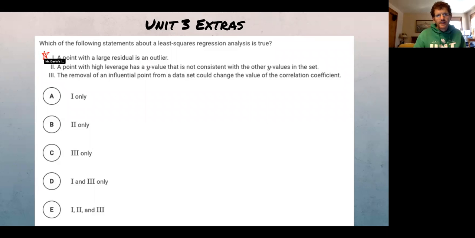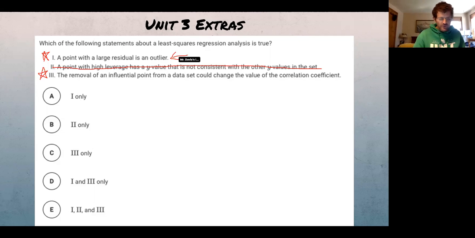A point with high leverage has a y value that is not consistent with the other y values in the set. Well, that's not true, because high leverage means it has an x value that's not consistent with the other x values in the set. The removal of an influential point from a data set could change the value of the correlation coefficient. Well, that is kind of the definition of an influential point. So yes, that one's definitely true. So it's this one up top I want to come back to.